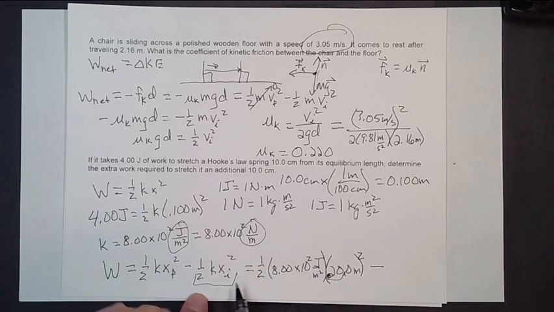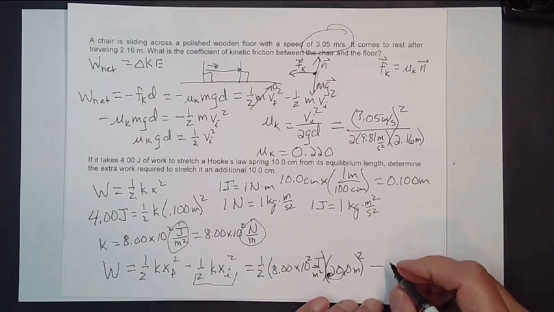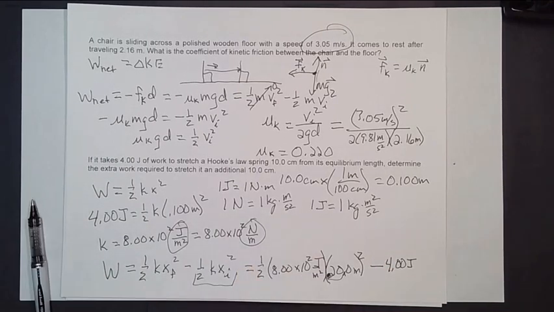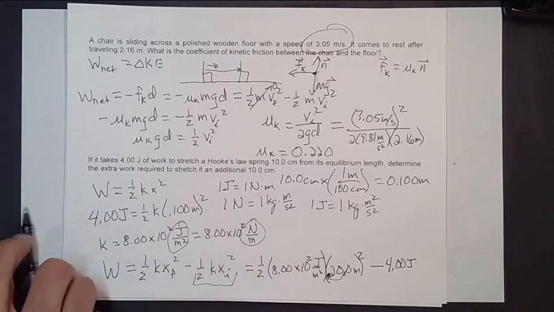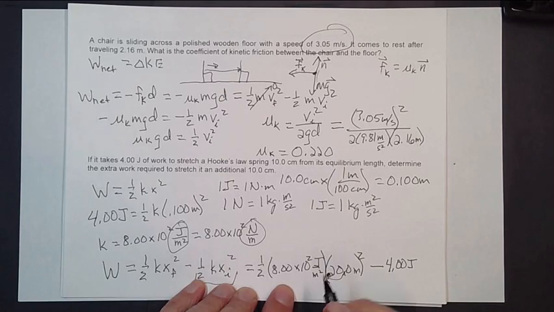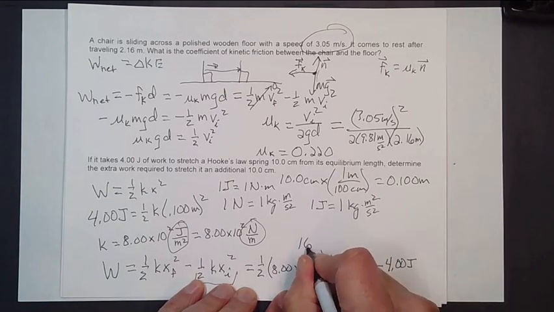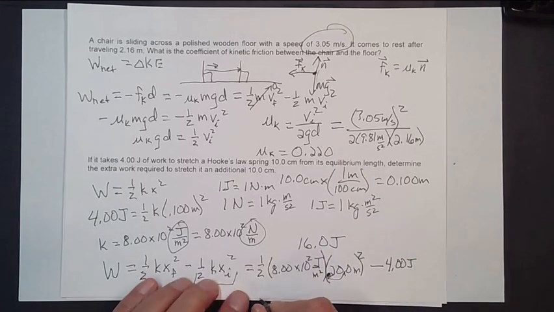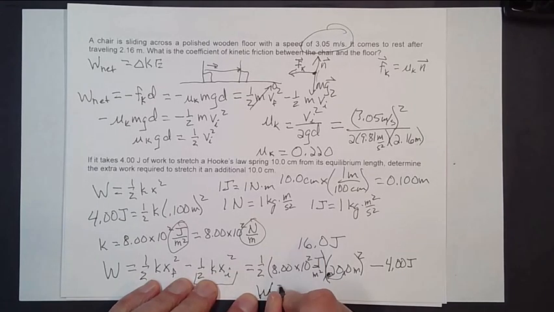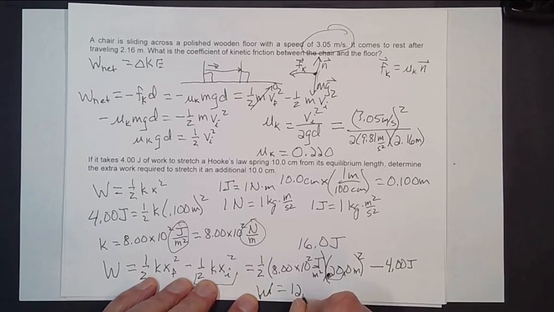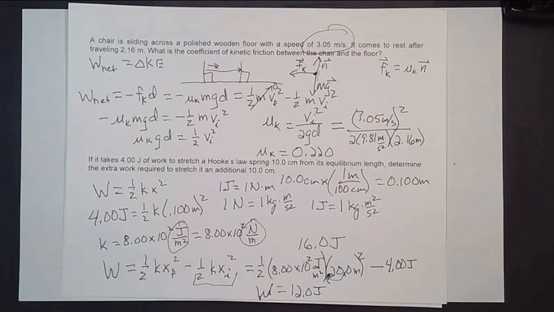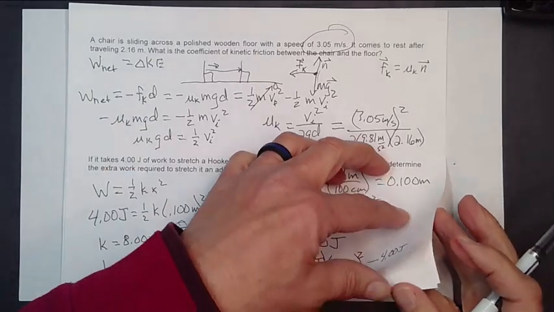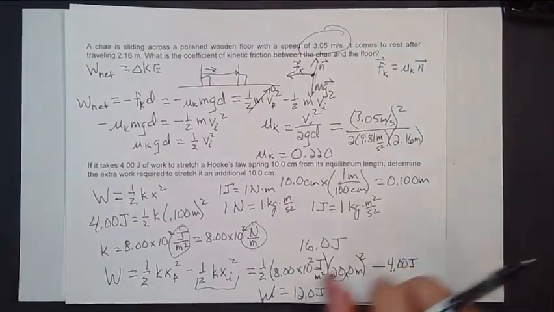You could do this process again, except that we know that's 4.00 joules. The additional work will be this. If I plug in the numbers on this expression, I get 16 joules minus 4 joules. It tells me the additional work would end up being 12.0 joules. Now, let me show you that solution graphically, and you might be surprised at how easy it turns out to be.